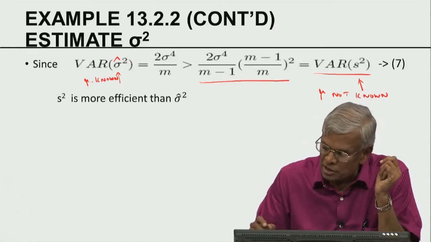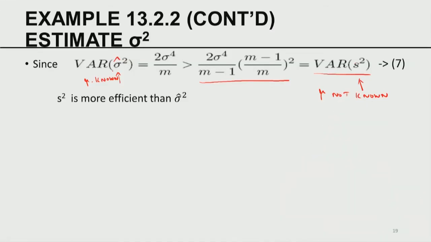We already know when mu is not known, this estimate is biased. We know when mu is known, the estimate is unbiased. So the variance of the estimate is given by this. The variance of the estimate is given by this. This is something extraordinary. The unbiased estimate has a larger variance than the biased estimate. Wow, that's a very nice, interesting property. So what does it mean? Sigma square hat is the unbiased estimate. This is the biased estimate. So the biased estimate is more efficient than the unbiased estimate when it comes to the question of variance.